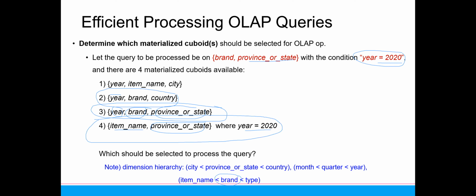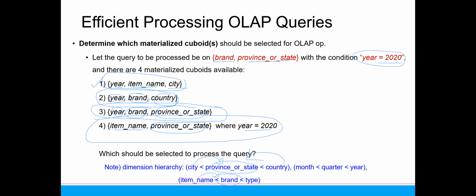The year we need to define the condition, the brand, okay, because it is the brand, and the country. So we need to go down, drill down into the province or state. What about this one? Year, okay, we can make the condition 2020 later, the item name. So the item name, yeah, it means we need to roll up to brand, and then we have the city. So the city we need to roll up to the province or state.